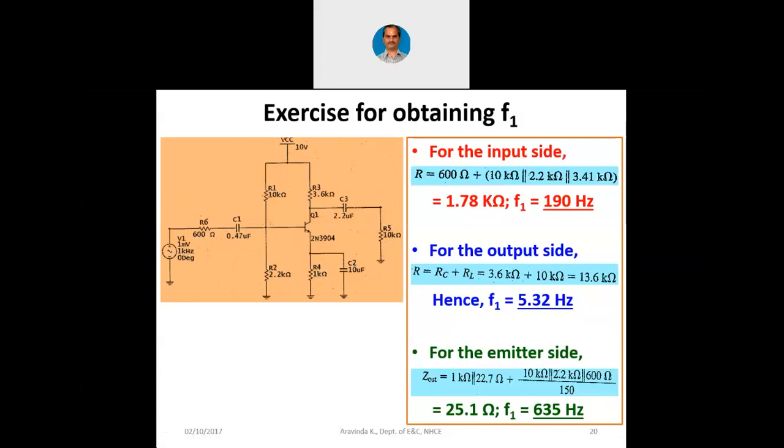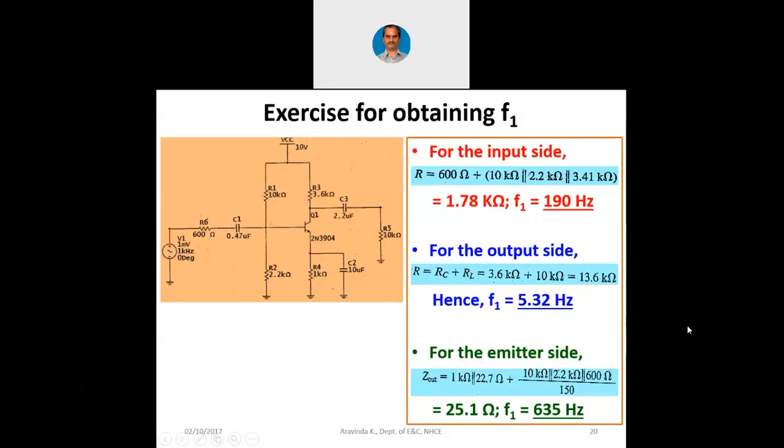Some other exercises I have put in the PPT. I thought I will share it with you so that you will become more familiar with these concepts. So for the input side, let us substitute all that as per the earlier formula which we derived. And then we have 1.78 kilo ohms as R. So F1 is around 190 hertz. Now for the output side, we have R equals 13.6 kilo ohms. So we have F1 equals 5.32 hertz. Now for the emitter side, it is F1 equals 635 hertz.